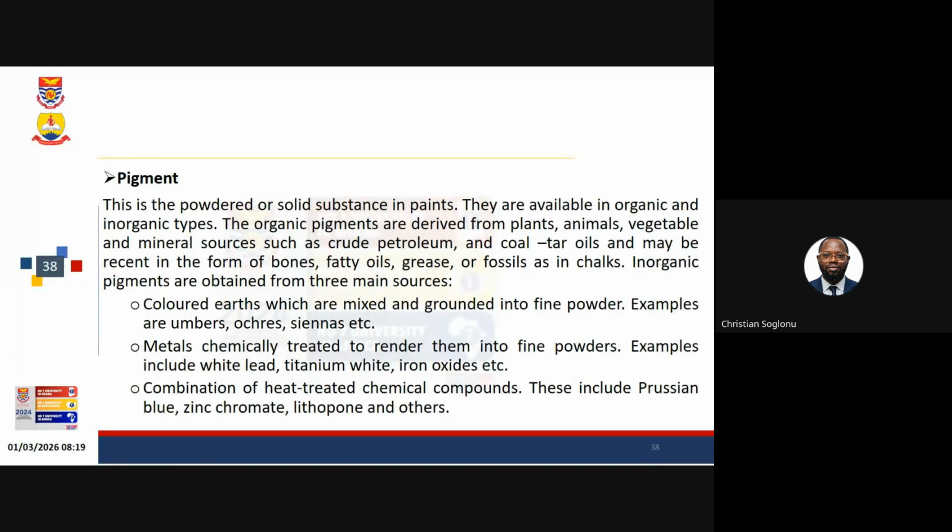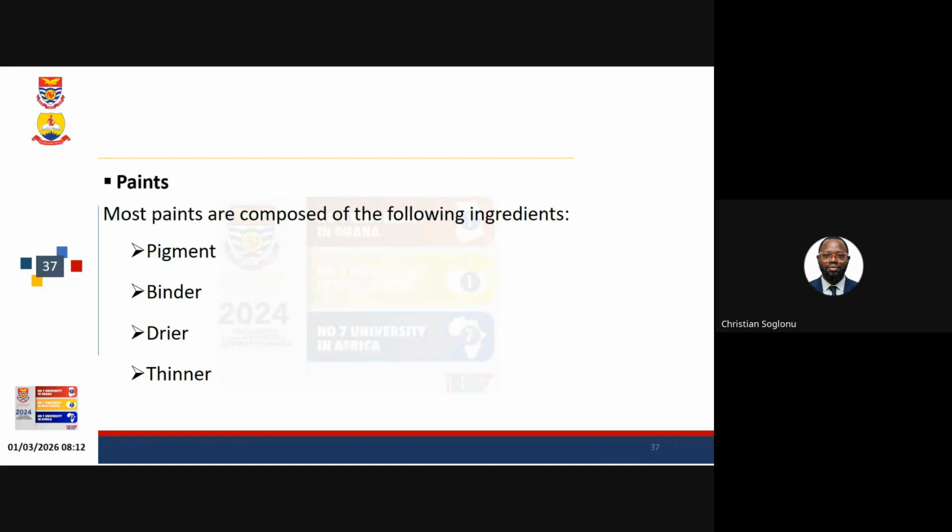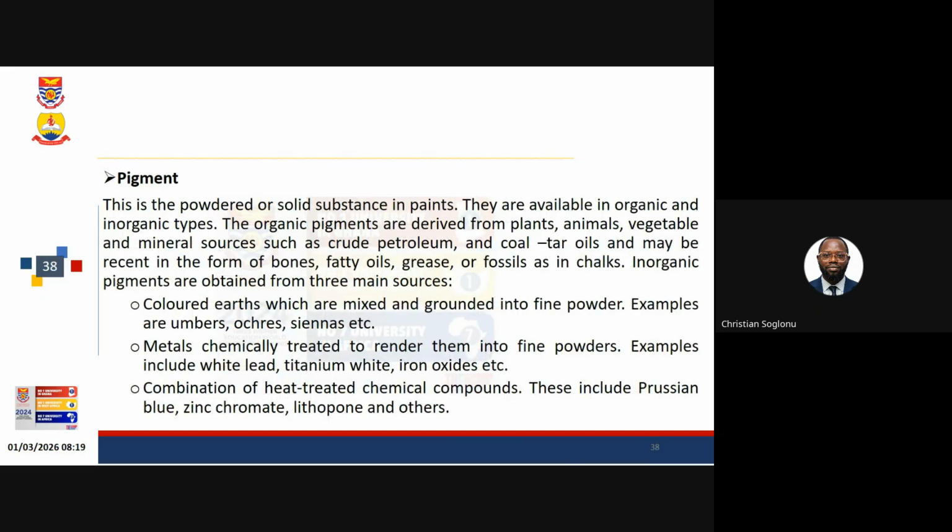Now you need the other three, that is the binder, the dryer, and the thinner, to make a paint out of the pigment, the chalk that you have ground into a powdered form, which is a yellow chalk. So you need a binder, a dryer, and a thinner. Pigments are available in organic and inorganic types.